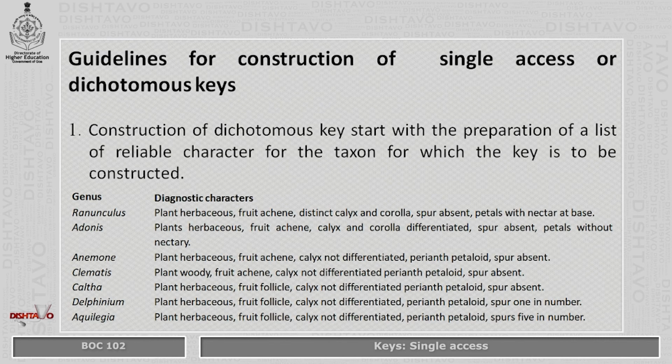Coming to the guidelines for construction of single access or dichotomous keys. The important step involved in construction of dichotomous key is that it starts with the preparation of list of reliable characters for the taxon for which the key is to be constructed. In this slide, you all can see the diagnostic characters which are written for family Ranunculaceae or the genus of family Ranunculaceae. These characters I have adopted from plant systematic books by Gurucharan Singh, which I have mentioned in my references.